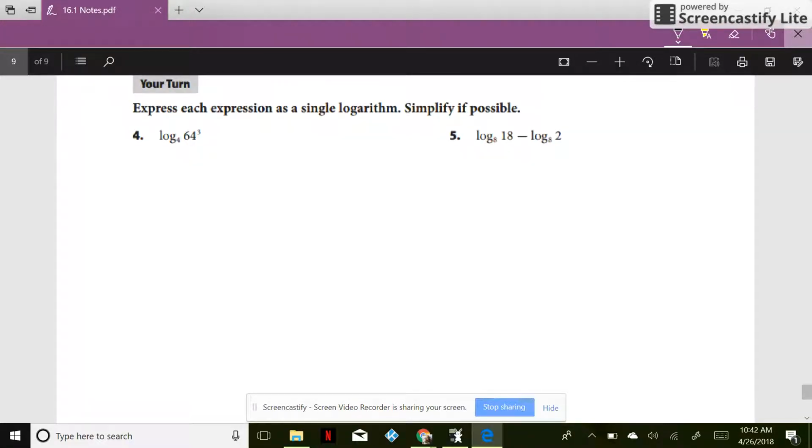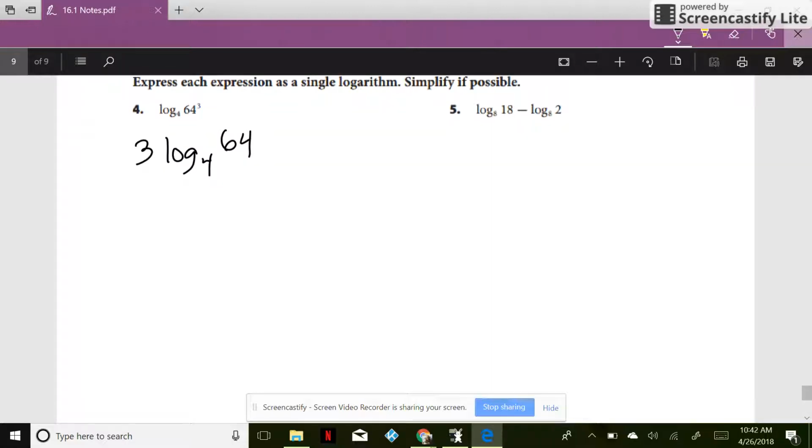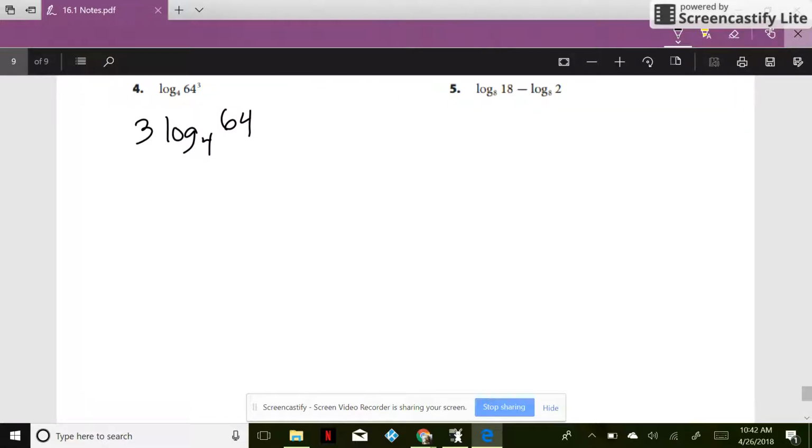All right, so we want to write this as a single logarithm and simplify if we can. So the key thing to look for in this first problem is that we've got that 64 to the 3rd power. So if you're raising something to a power, you can pull that 3 outside. So we end up with 3 times log base 4 of 64. So 2 ways you can do that. Log base 4 of 64, we can do our circle the wagon.